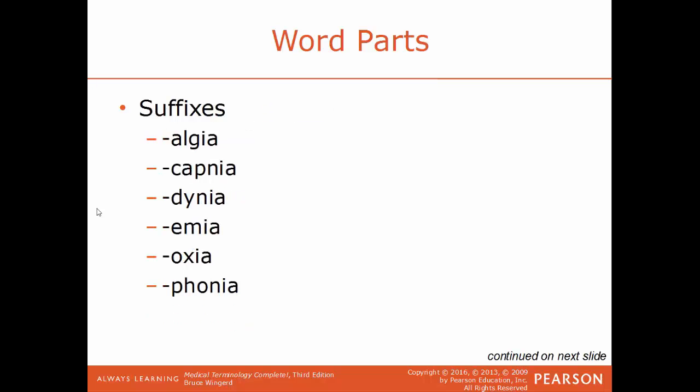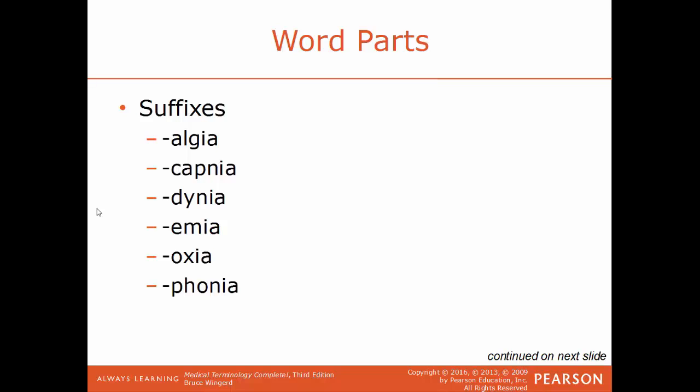All right, now move on to some common suffixes for the system. The first one, algia, is a reference to pain. The next one, capnia, is a reference to carbon dioxide. Dynia is a reference to pain. Emia means of the blood. Oxia is a reference to oxygen.